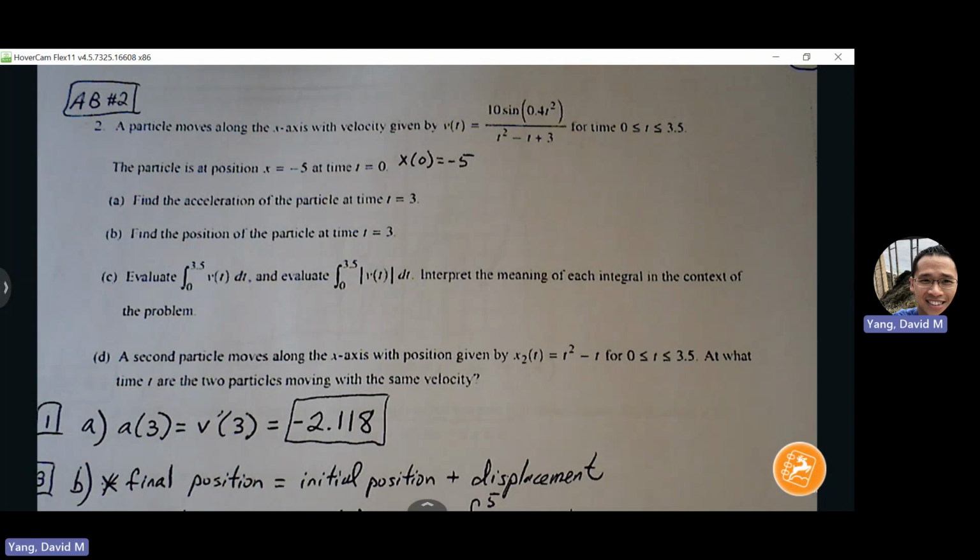So you do math 8 and derive velocity at 3, and make the calculator give you back the derivative at the point, which is the acceleration, which is -2.118. So you just do the derivative. Yeah, math 8 and derive velocity at 3, and it gives you that acceleration value.